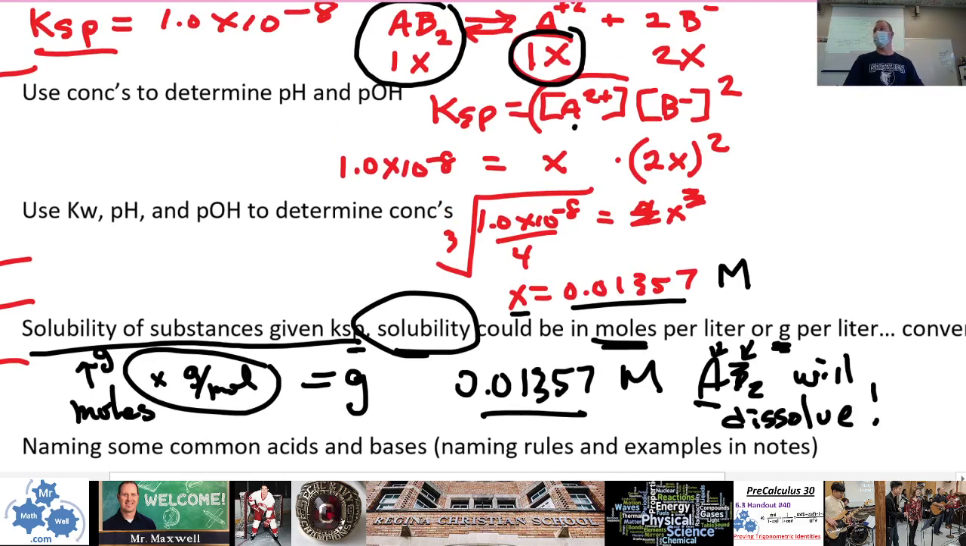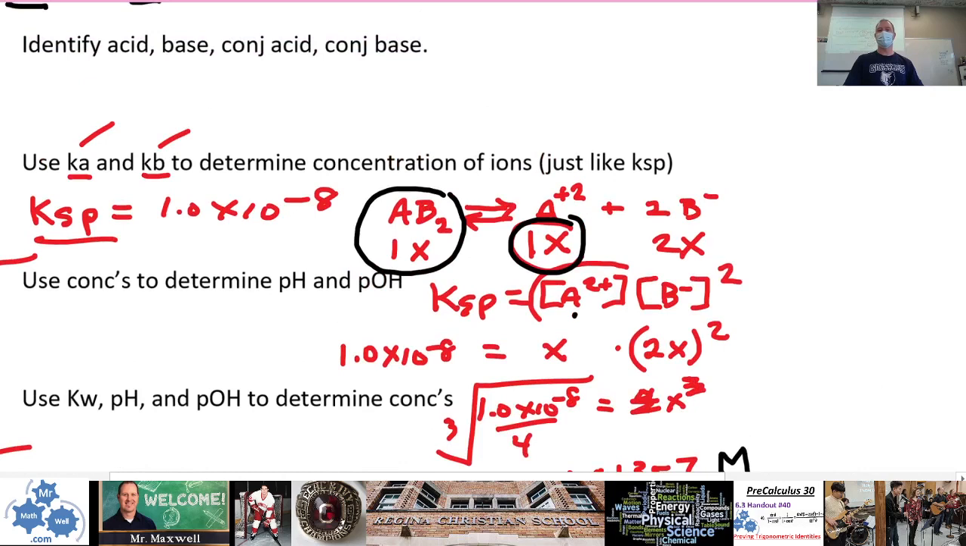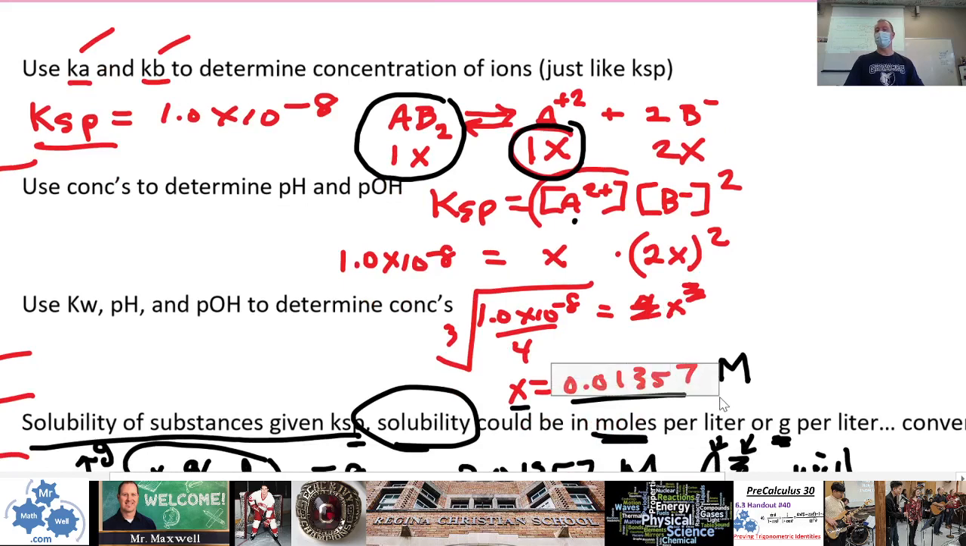Okay, any questions about solubility, KSP, Ka? Ka is done the exact same way, really. If you're trying to find the concentration, let's say A, if this was Ka, this concentration of A would be H+. Once you find that concentration of H+, then you can find pH. So using Ka to determine pH is something that we've done and you're going to need to know how to do. It's performed exactly the same way that you would find concentrations for a solubility or for KSP.